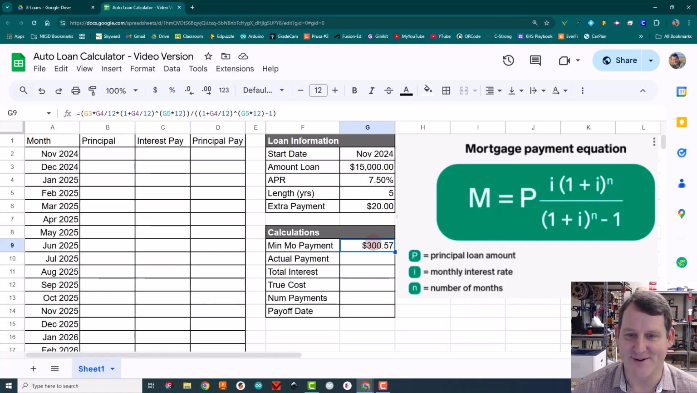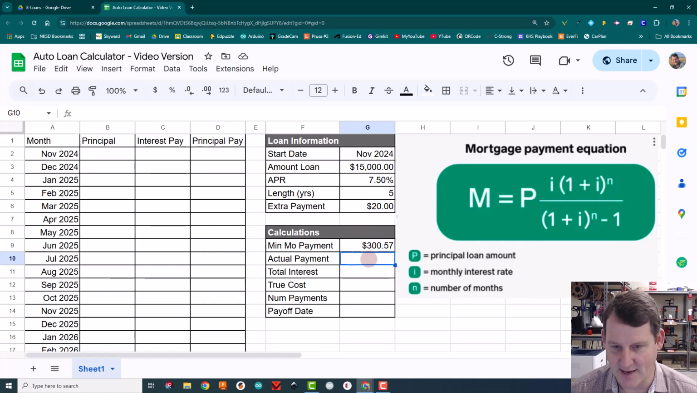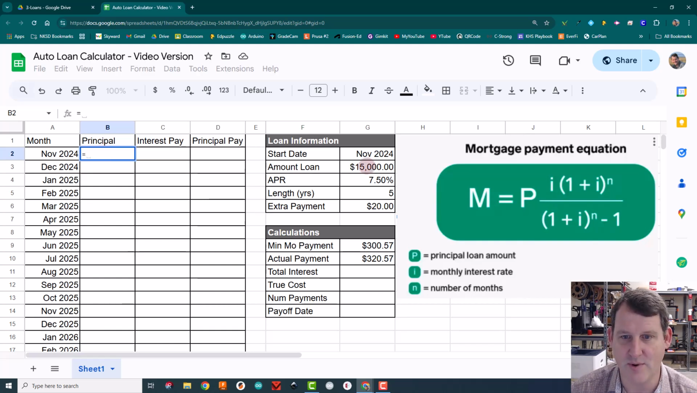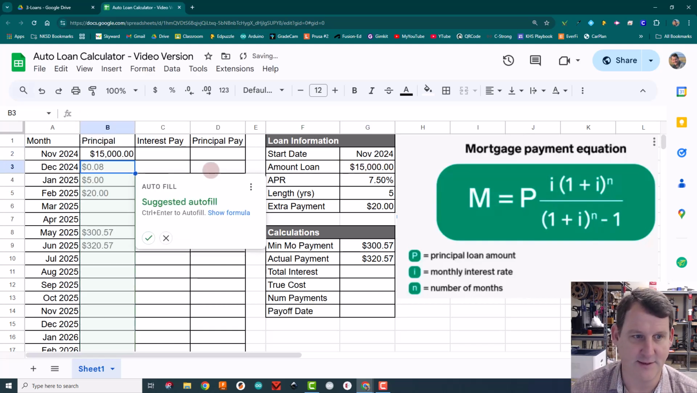All right. So the actual payment now, we'll do this one next. And we're just going to do an equal sign here. And all that is the minimum payment plus the extra payment you want to pay each month. Enter. So if our goal was to do $20 extra each month, our actual payment's $320.57 instead of $300. All right, total interest and this stuff, we have to deal with that in a few minutes. Let's go ahead and first of all deal with the loan amount stuff. So the starting principal balance right here of the first month, November 2024, is going to be equal to the $15,000 we borrowed. Enter.